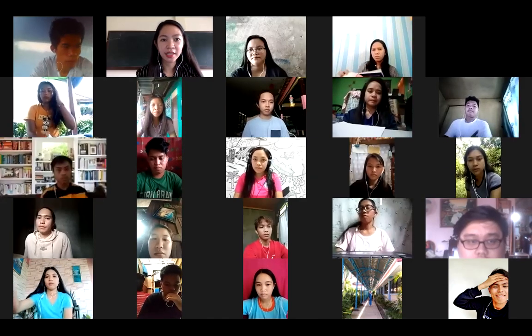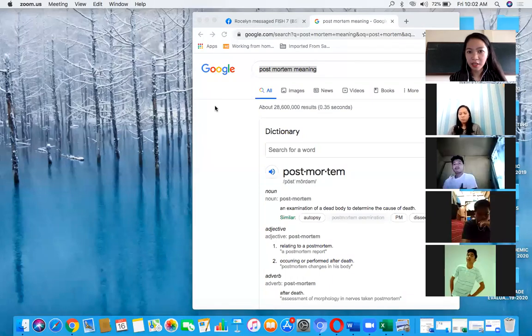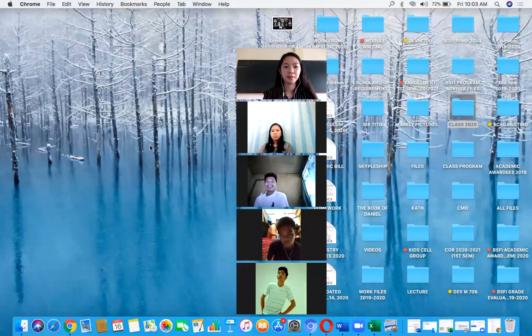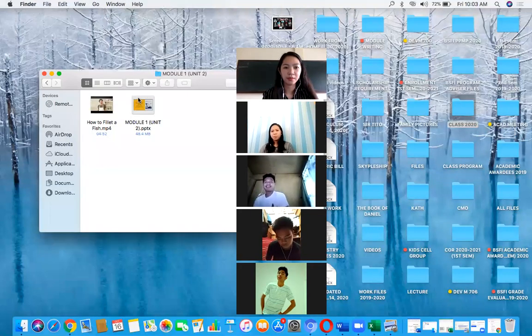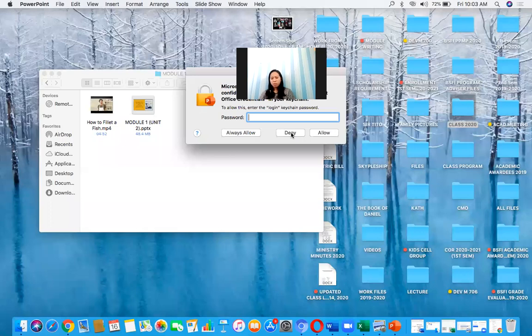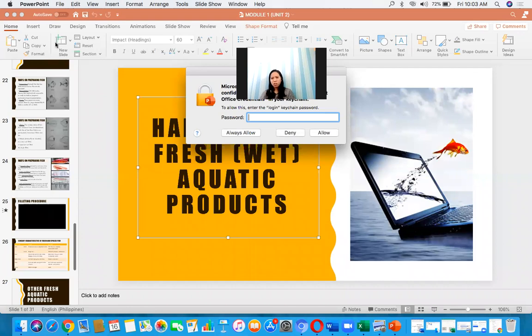Mag-screen sharing ako ulit ng ating topic. So, nag-end tayo kanina sa enzyme. So, ang first type ng enzyme na diniscuss kanina is the muscle enzyme. Yung classmate nyo is nagtanong about post-mortem.